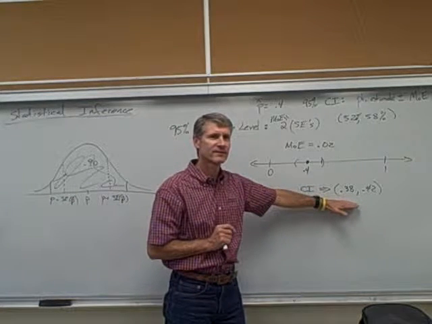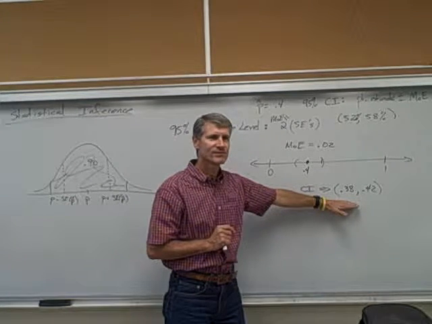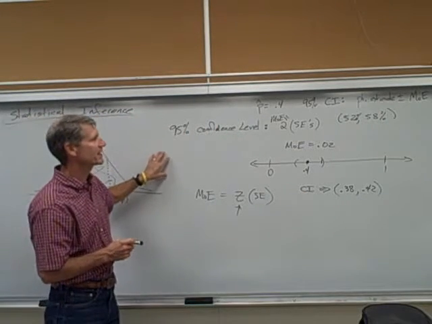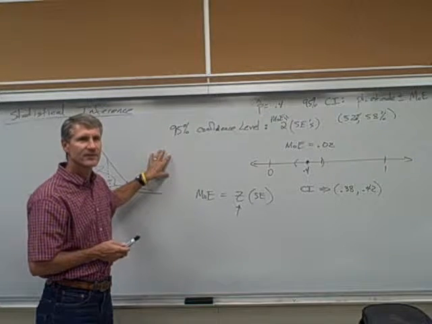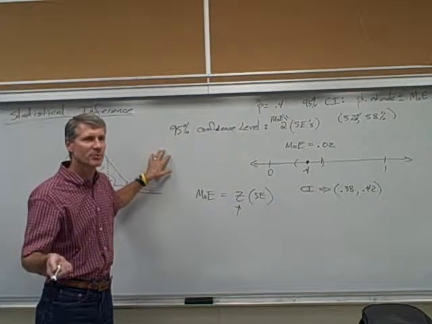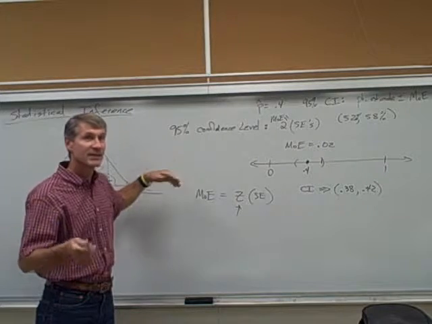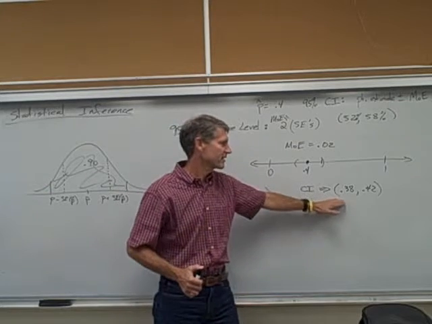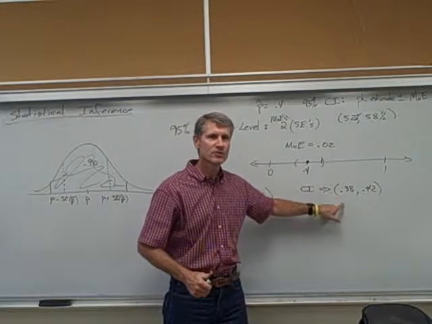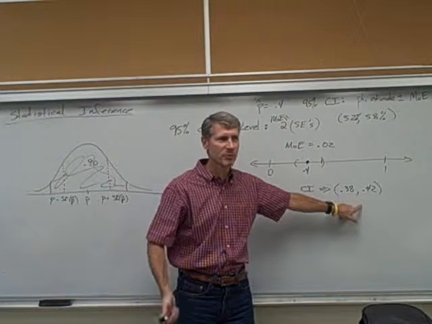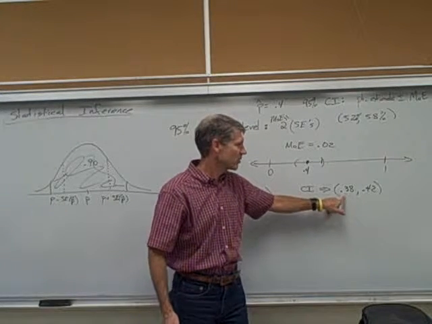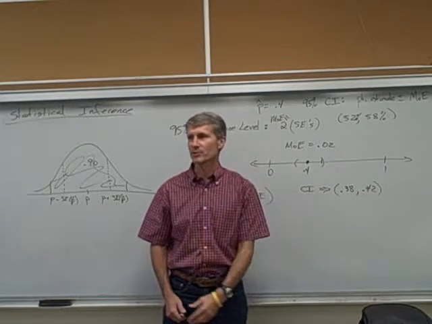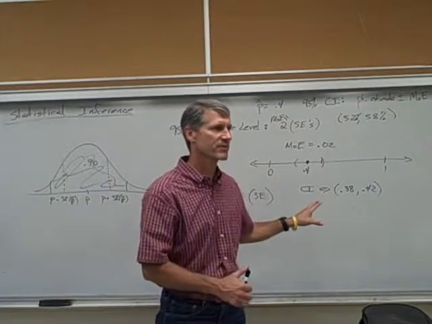The value of what? I've erased it, but what were we trying to estimate in the beginning? Proportion of people that support it. The proportion of people who support the concealed carry law in the population. So that's P, right? So we are 95% confident that the true value of P, the true population proportion of people who support the law, is somewhere between 0.38 and 0.42, or 38% and 42%. That's how you interpret a confidence interval. Okay?